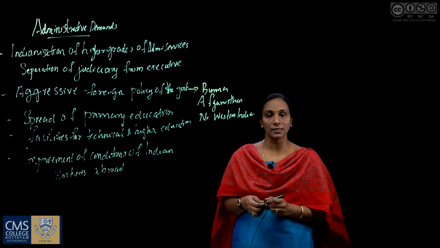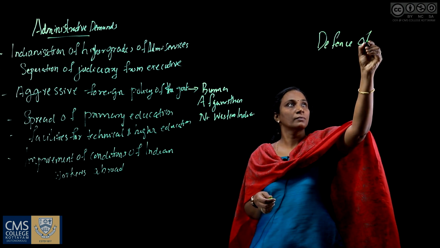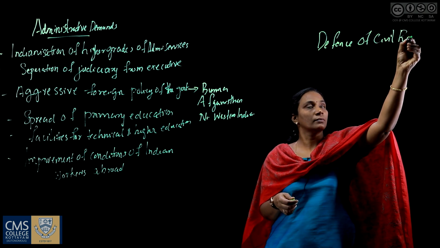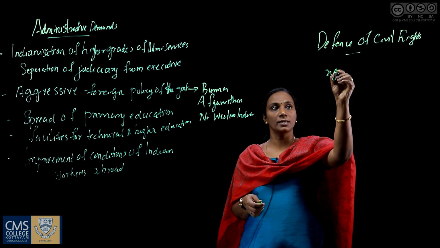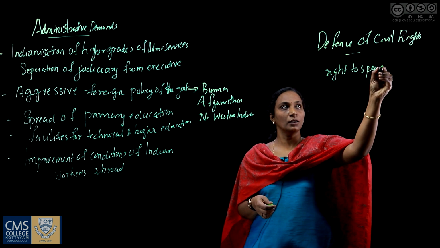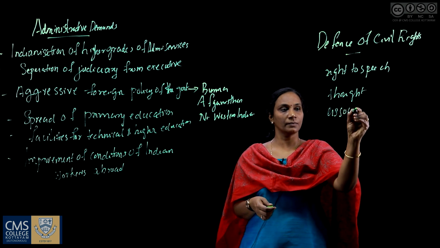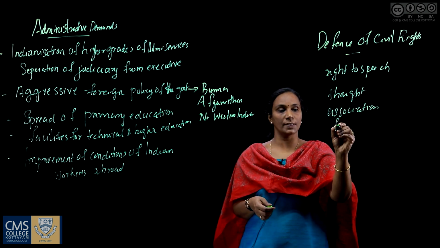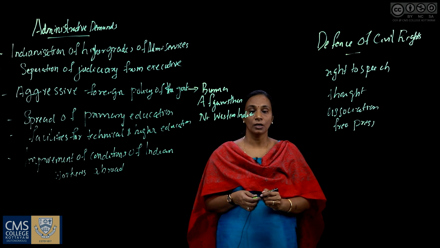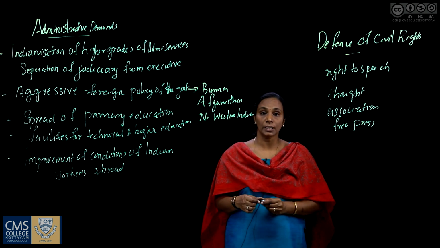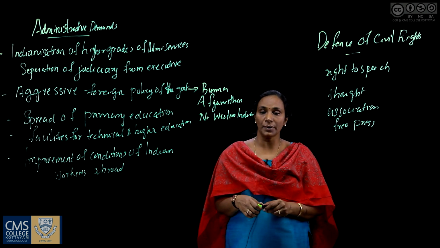Then coming to the demands related to defense of civil rights. The early nationalists demanded the right to speech, thought, association, and a free press. These demands of the moderates got wide popularity during the freedom struggle in later years. These demands of the moderates had their impact upon the people.